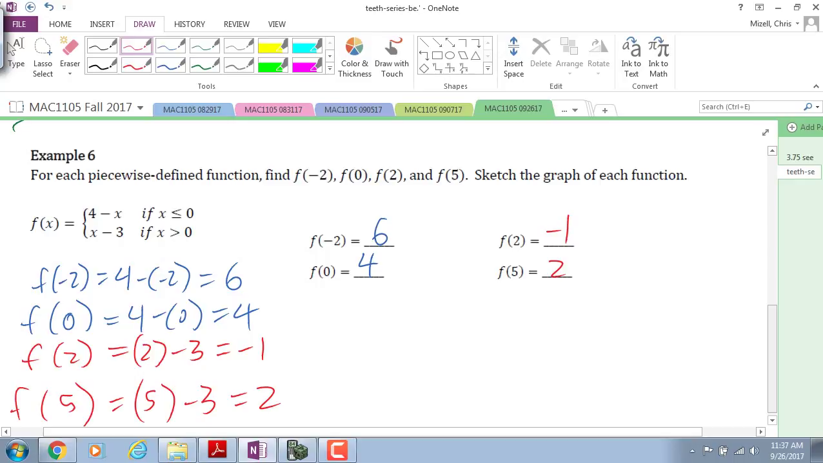In each case, we look at the number in the domain where we're trying to evaluate the function. Make sure it is in the domain. And if it is, determine which piece of the domain it's in. And based on which piece of the domain it's in, we know which algebraic expression to use to evaluate the function.